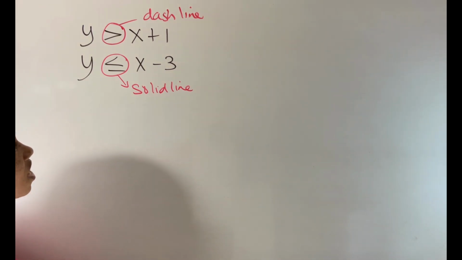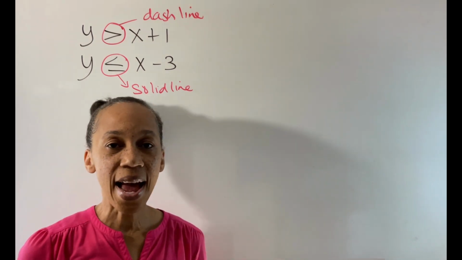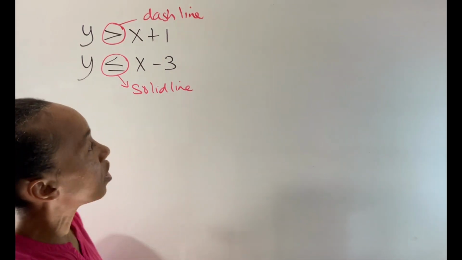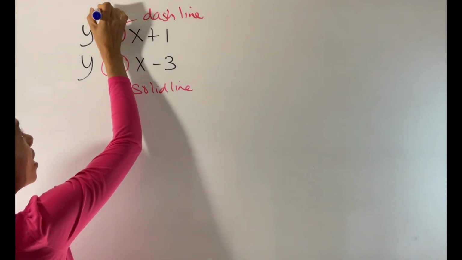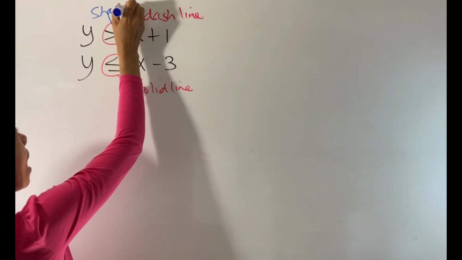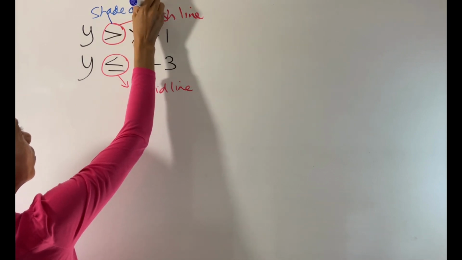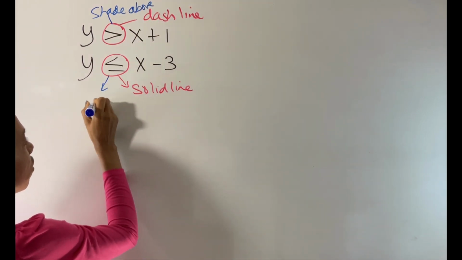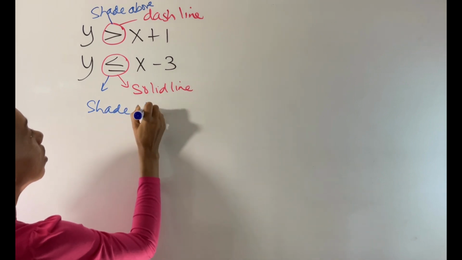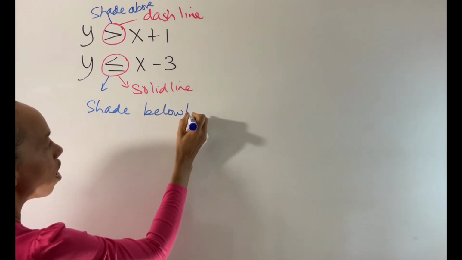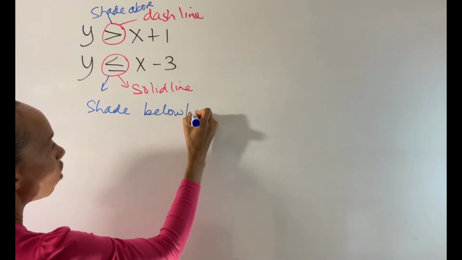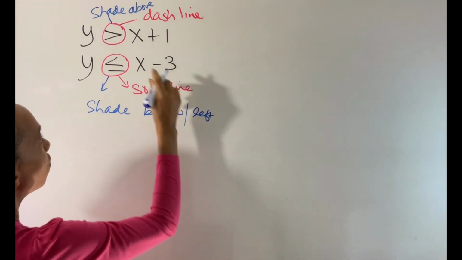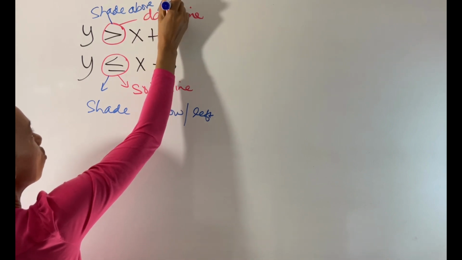So you have to first identify all these things that you need to do. The next thing that you need to also do is understand where you're going to shade, and you're going to look at the inequality symbol. So because it is greater than, you are going to shade above, and because it is less than, you are going to shade below, or if you're shading below, you are going to shade below and also to the left, and if you're shading above, or to the right.